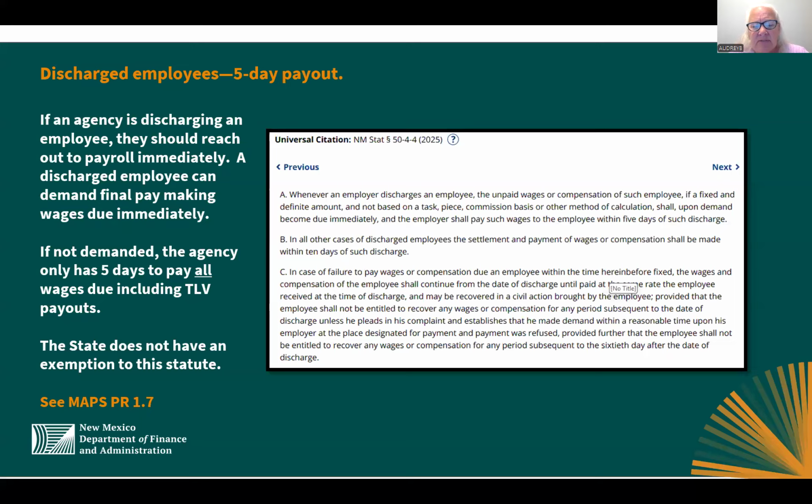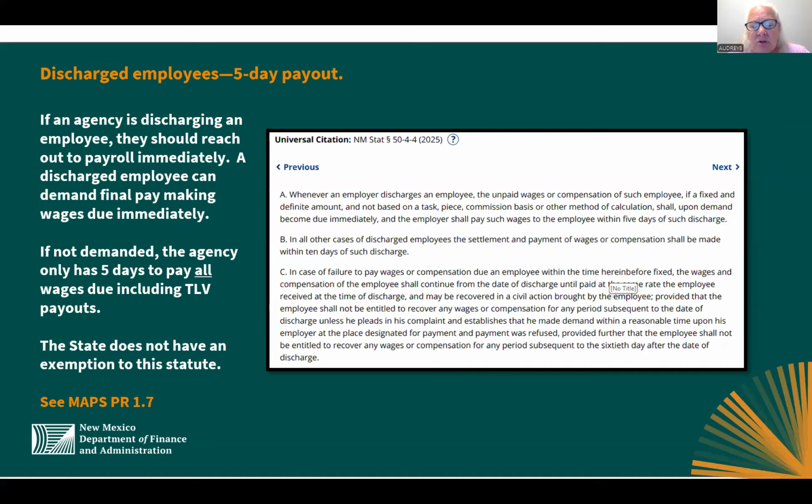Is that what you're asking, Heather? Steve is saying, will DFA provide an SOP on how to enter the terminal leave for the 5-day payout rule? Stevie, that's why I'm referring you to MAPS Payroll 1.7. It does provide you with the information on how to handle those. I would also recommend reaching out to your payroll admin.